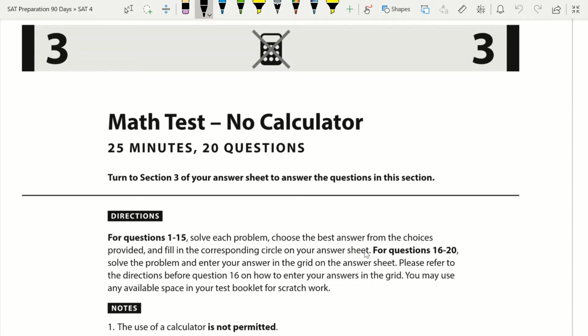Today's day 48 in our 90-day SAT prep series. Today we're going to be spending about half an hour with the math no calculator section, and then we're going to be spending anywhere from 20 to 30 minutes with the SAT writing and language section.